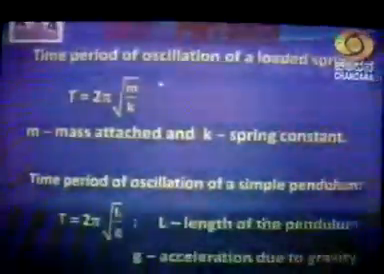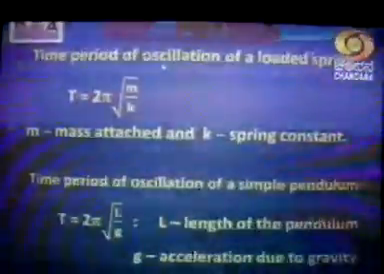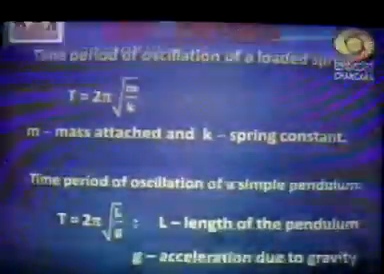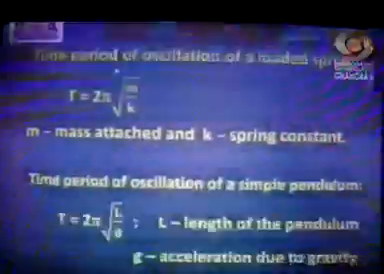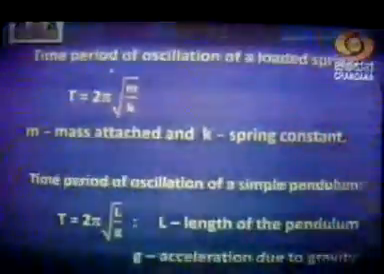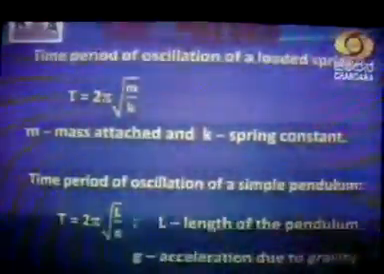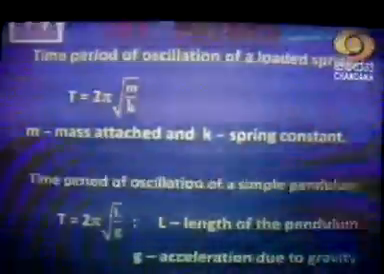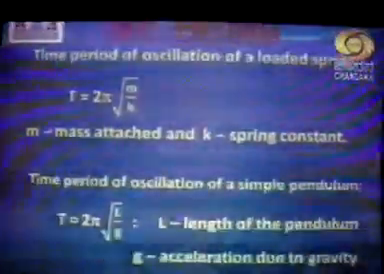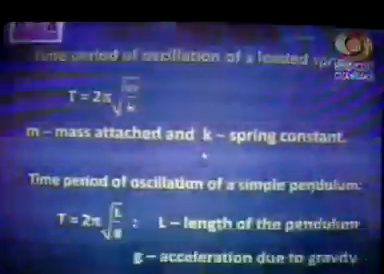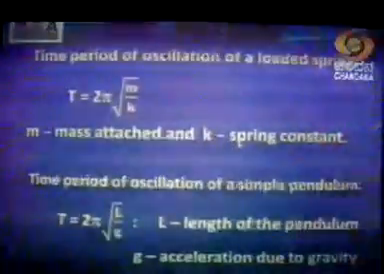Then coming to the systems of particles executing SHM. First one, loaded spring. When a load is attached to the spring and given a small oscillation, the time period of oscillation of the particle, that is the load, T equal to 2 pi into root of m by k, where m is the mass attached to the spring and k is the spring constant of the spring.